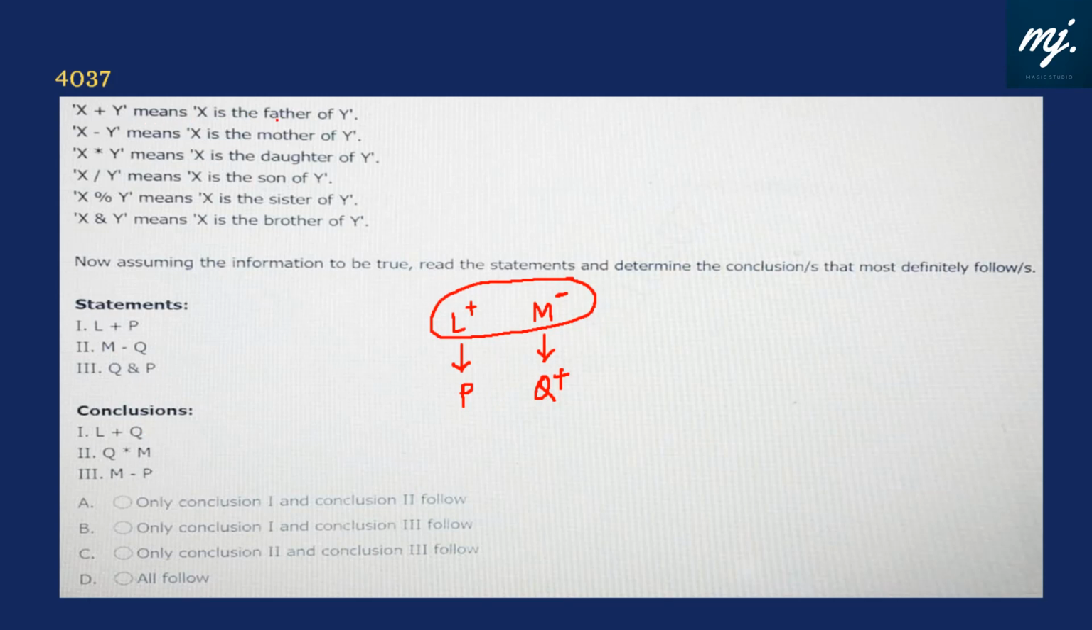Conclusion. L plus Q. L is father of Q. Yes, L is father of Q. Conclusion 1 follows. Q asterisk M. Q is daughter of M. Q is not daughter of M. Q is son. Q and P. Q is brother of P. Q is male. Q is son of M. Statement 2 doesn't follow. M minus P. M is mother of P. Yes, M is mother of P. 1 and 3 are the conclusions that follow. Only conclusion 1 and 3 follow. I'll go with option B.